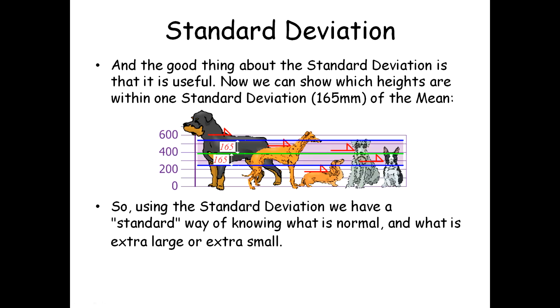Now, if you had a large population of dogs and you measured their heights, they would have what is called a normal distribution. We'll talk about that here shortly.